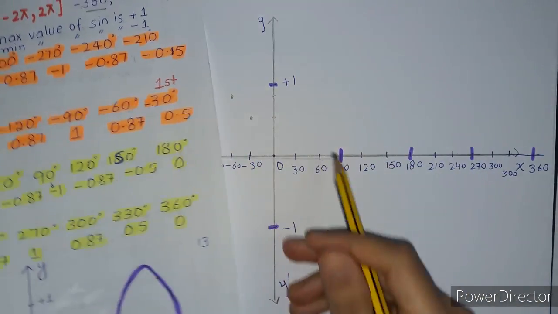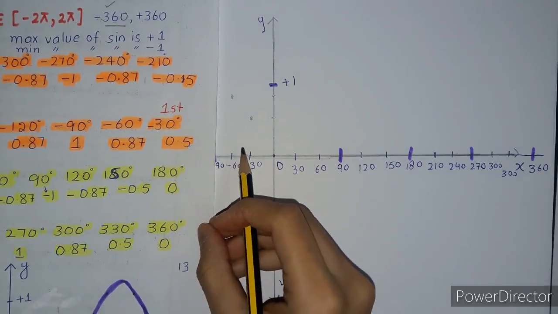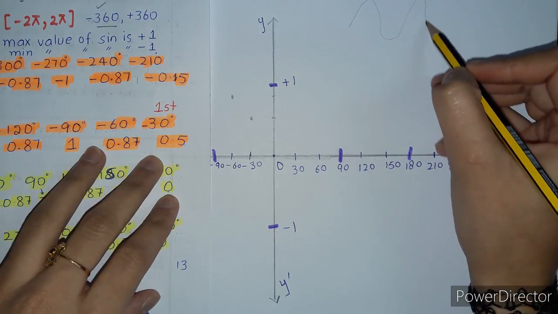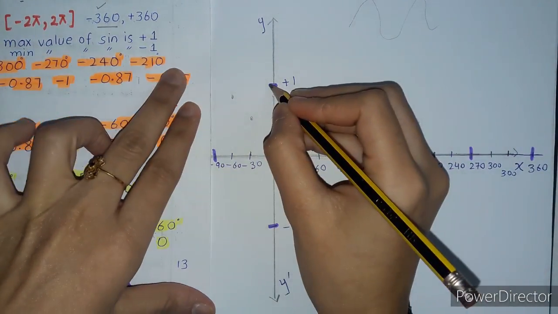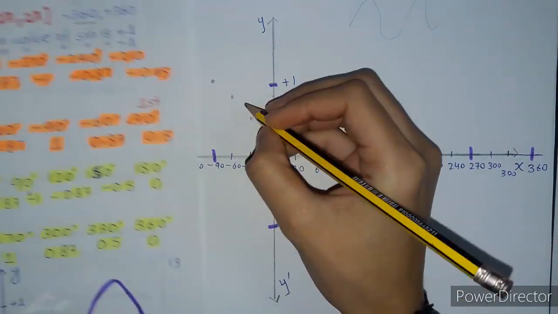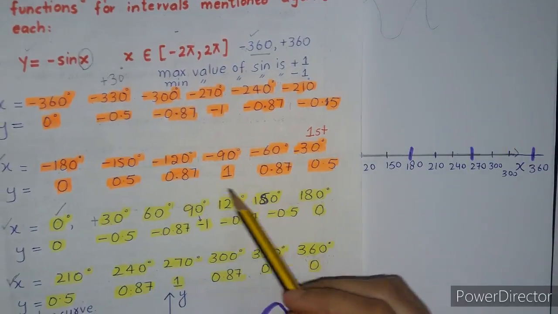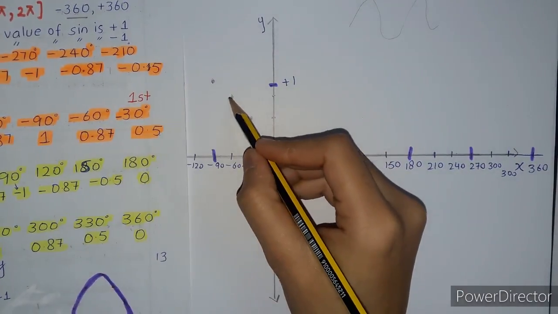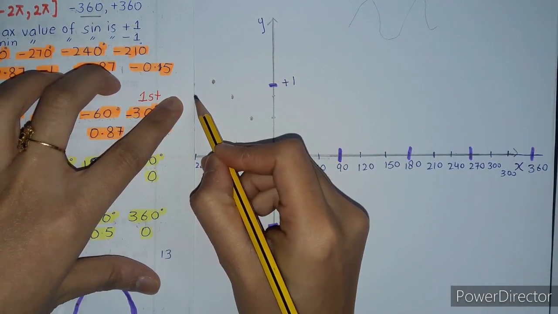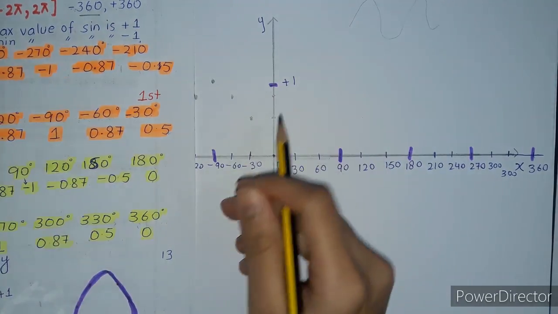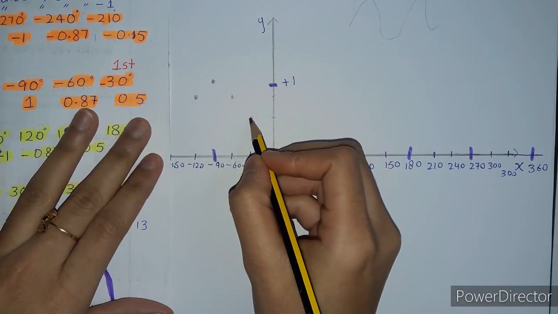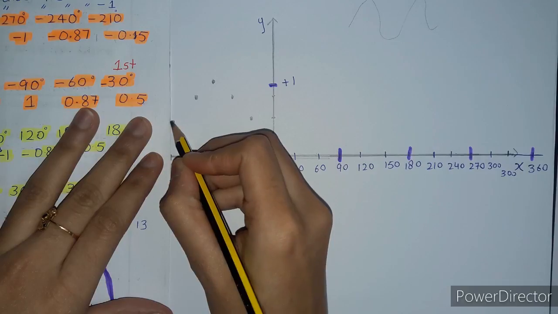Okay, then 90 degree would be 1, so exact 1. Putting it will be like this, structure would be like this wave. Okay, and this would be equal to 1. So putting that, then minus 120 is then again similar to this one, 0.87, which is this point, and minus 150 is 0.5. Pointing the values of y, 0.5.